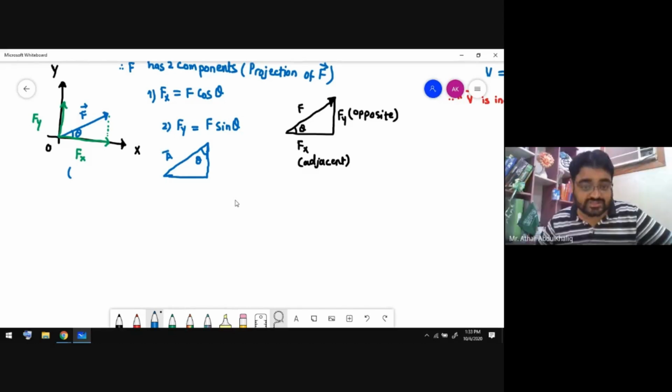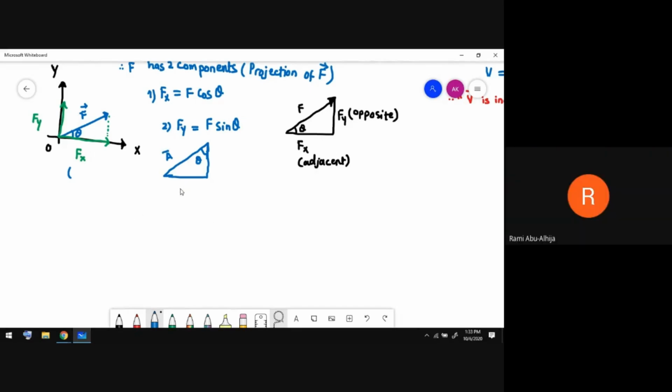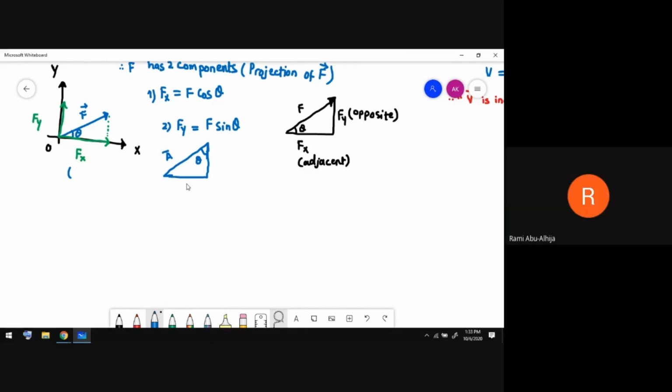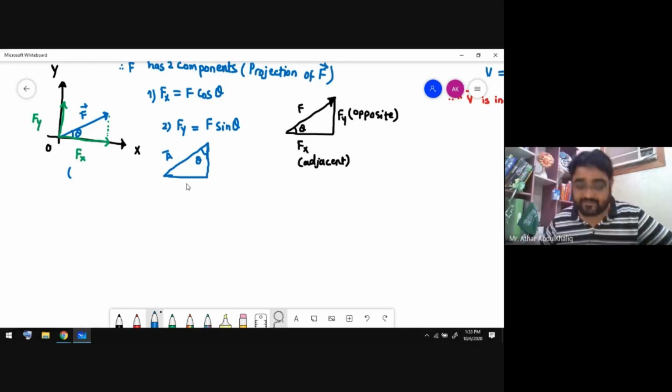So this side, can you see my mouse cursor? No, I can't. Okay. Can you see now? Yes, I can. Okay. This side is ax or ay? This is ay. Very good.